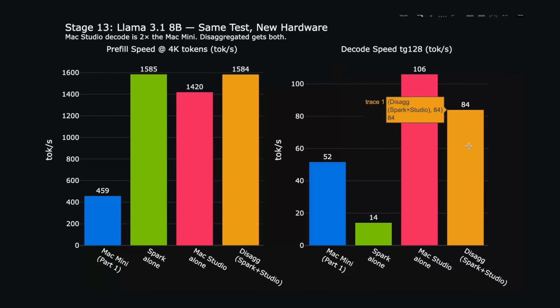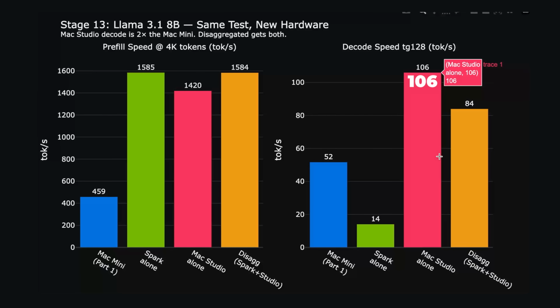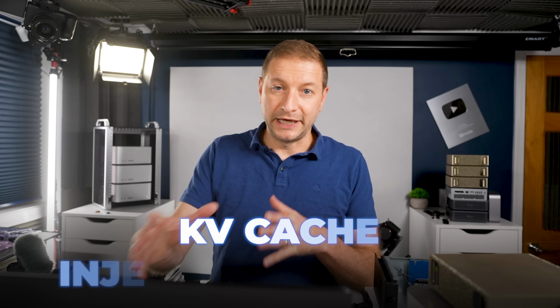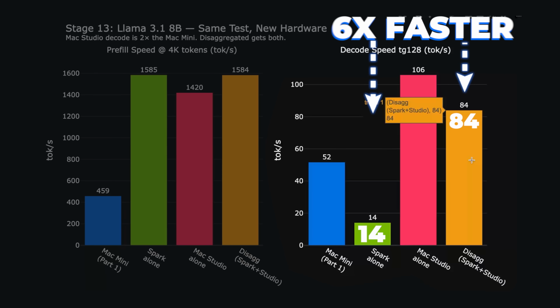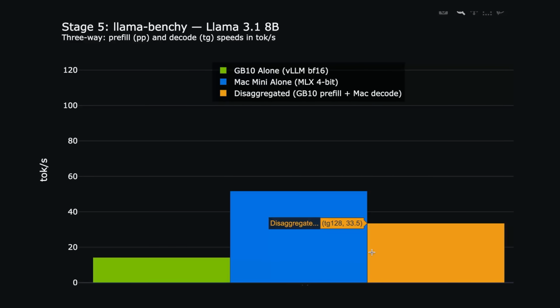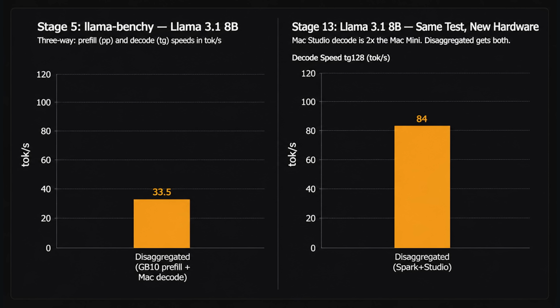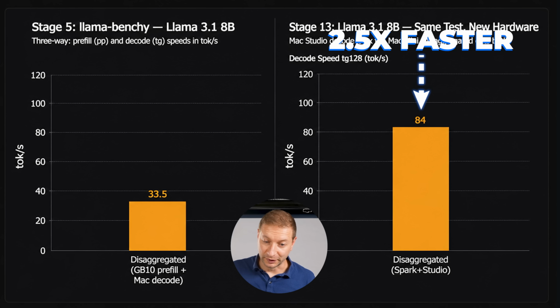And disaggregated decode, 84 tokens per second here. That's down from 106 on the Mac Studio because of the KV cache injection overhead. But still, 6 times faster than the Spark alone at 14. So remember, we got 34 tokens per second in the first part where we did it with the Mac Mini. So this is 2.5 times better. So the bandwidth hypothesis actually held at 8B.